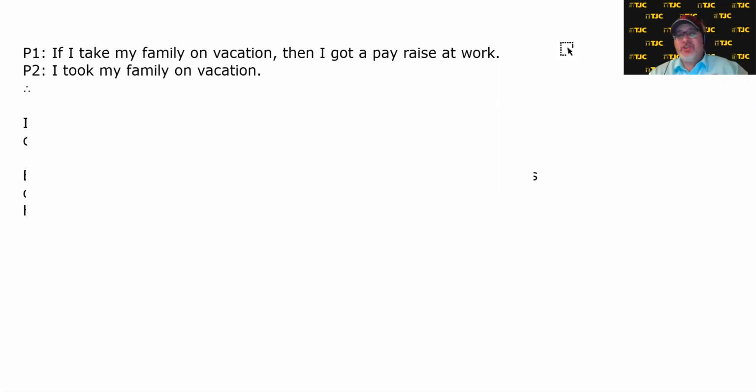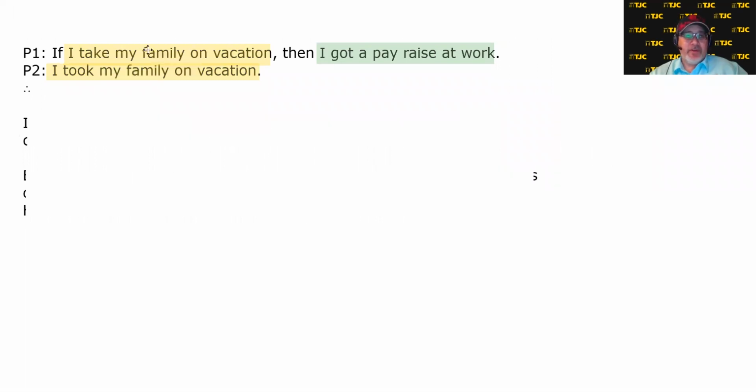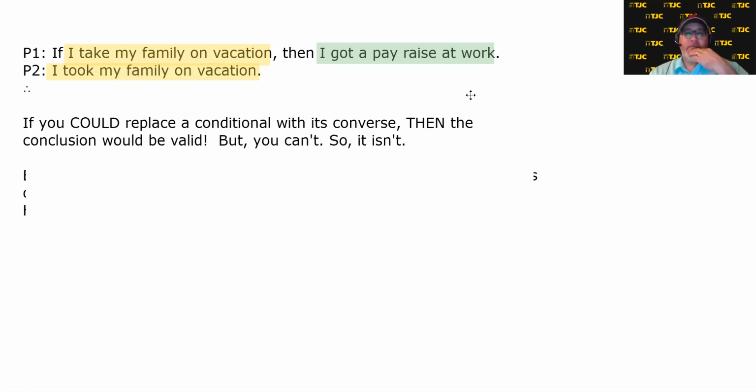When we replace the conditional with its converse, look at the structure of the argument now. The antecedent is I take my family on vacation. The consequent is I got a pay raise at work. The second premise is the original antecedent. This is the law of detachment.